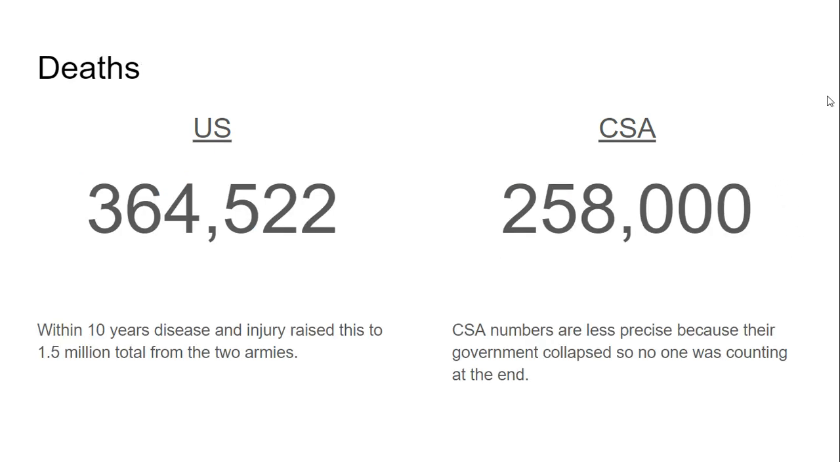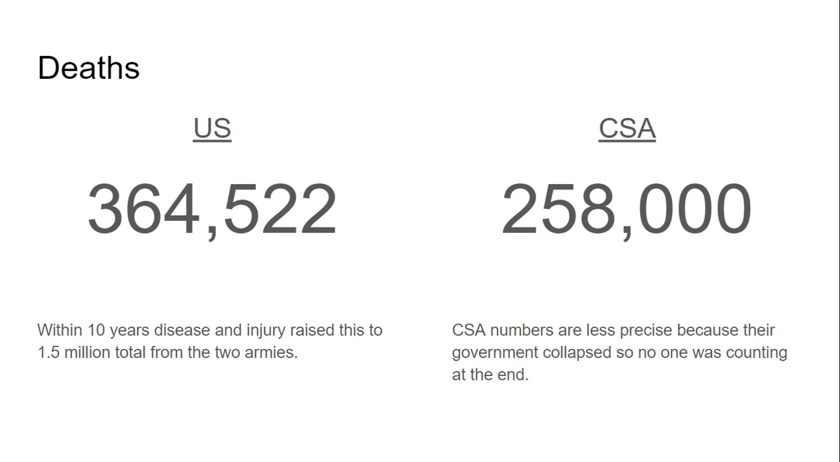The deaths in service. Now, these are the official numbers. The United States did keep track all the way through, because the United States government continued to function even after the war. Within 10 years, though, disease and injury raised these numbers to more than 1.5 million people between the two armies. And the Confederate numbers are less precise because towards the end, in the last couple of months of the war, there was no Confederate government. It had collapsed. The individuals who had had power had run away and were in hiding, and there was no one for the army to report to.